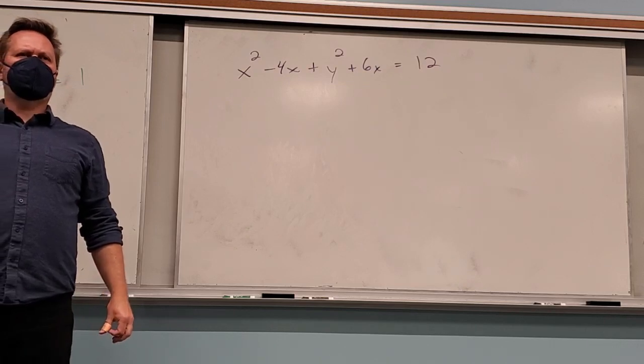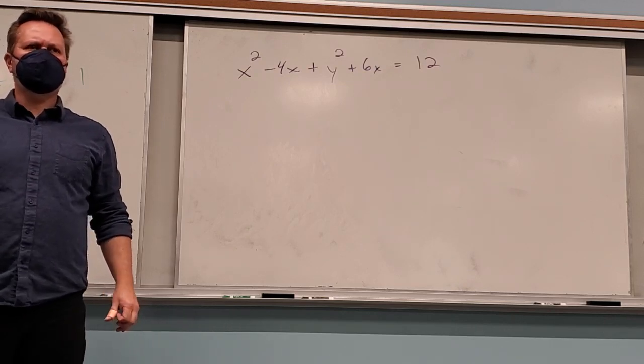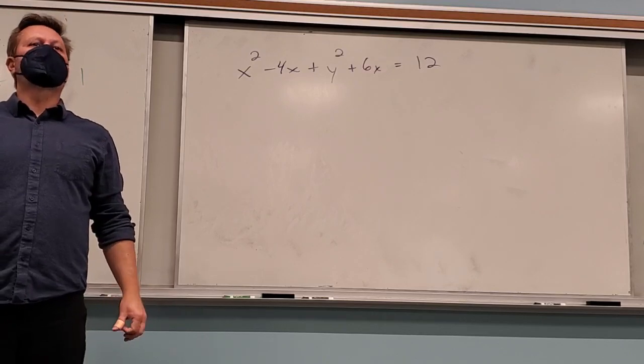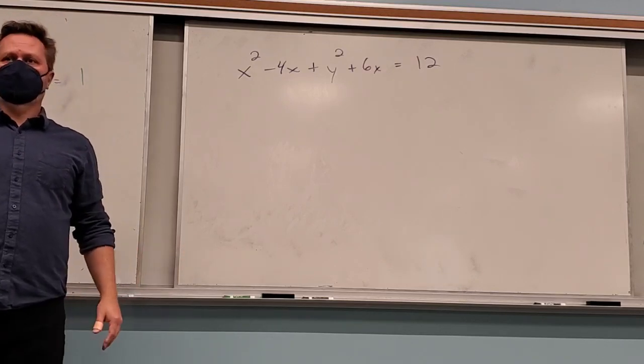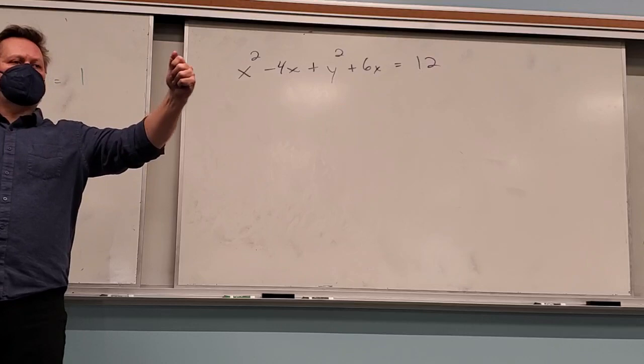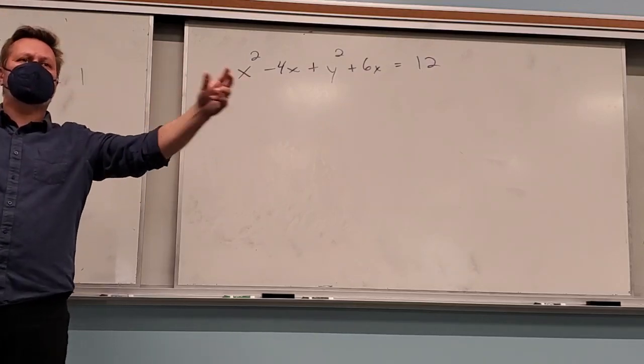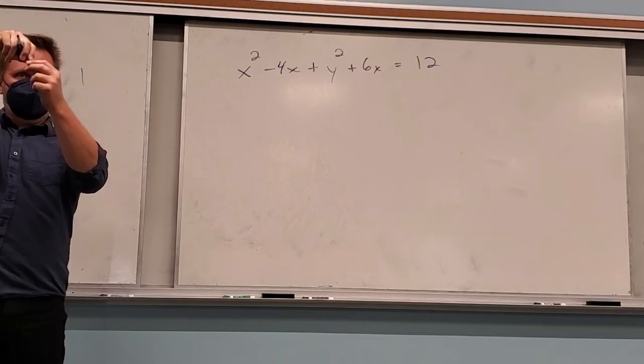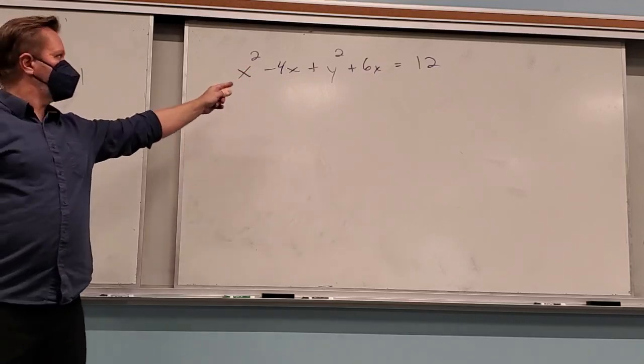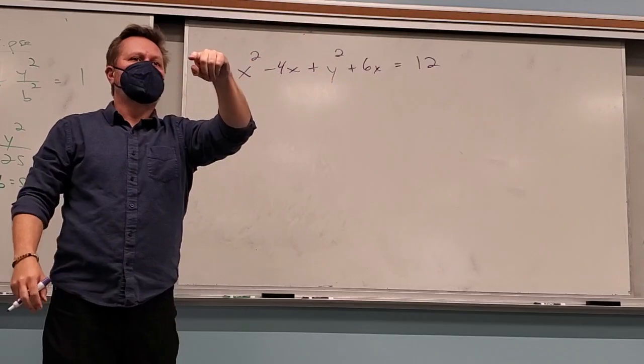Look at your x squared and your y squared. Do they have different coefficients or the same coefficients? The same. So which one is it? Circle. Because why is an ellipse not symmetric, x versus y? Because it has different coefficients on the x squared and the y squared. So it moves differently in those directions. This one, same coefficients, is a circle.